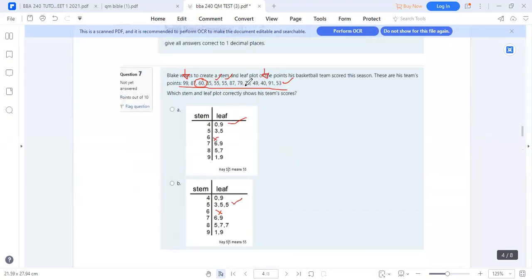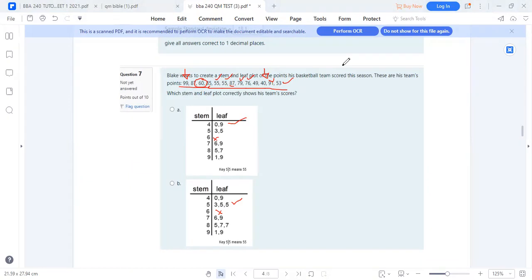We go to 76, which is here. 79, which is here. When you go to 85, 85, which is here, and 87. Then we go to 91 and 99. So this is how a stem and leaf diagram is supposed to be drawn. Are we together? Are we following? Yes, we are following. All right.